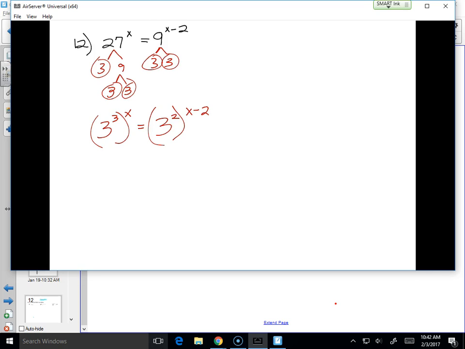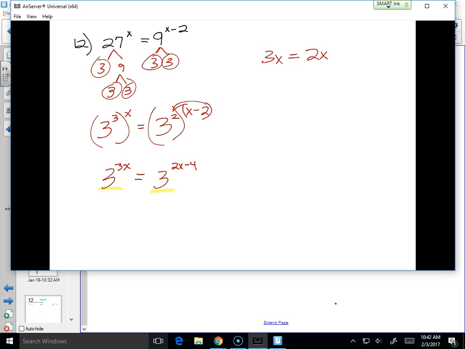What are we going to get on the left? 3 to the power of who? 3x. Good. Power to power, you multiply. 2x minus 4. Yeah, we got to make sure that that 2 goes to both pieces of the power. So 3 to the 2x minus 4. We're golden. We're ready to go. Negative 4. You said it.